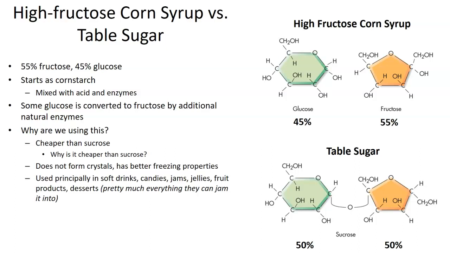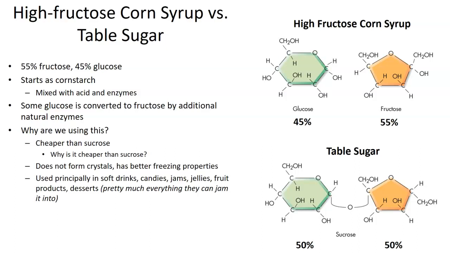So on the right hand side, you can see on the top, these are monosaccharides. We can see for high fructose corn syrup, it's glucose and fructose. And the concentration of glucose to fructose in high fructose corn syrup is 45% glucose versus 55% fructose. Now compare that image on the bottom to table sugar.